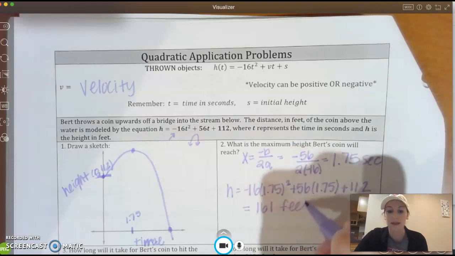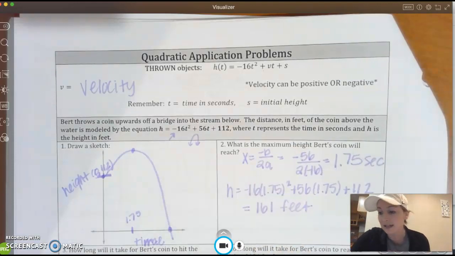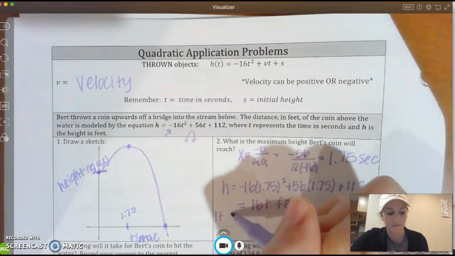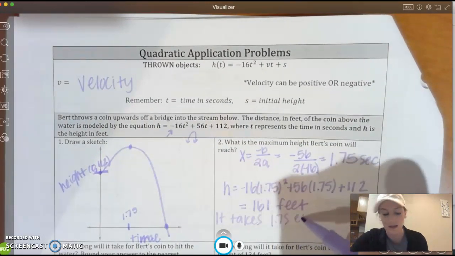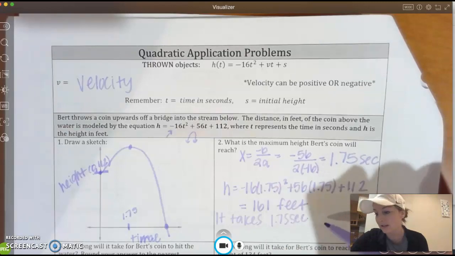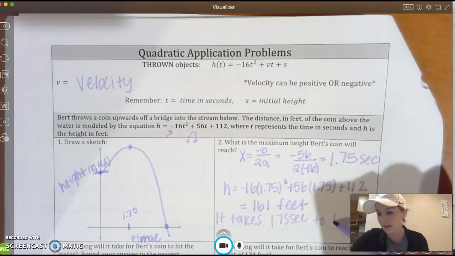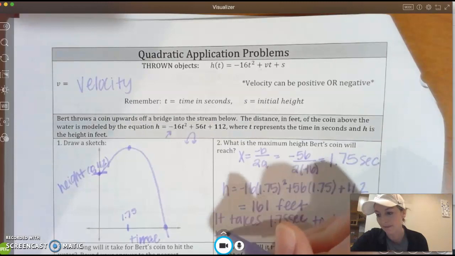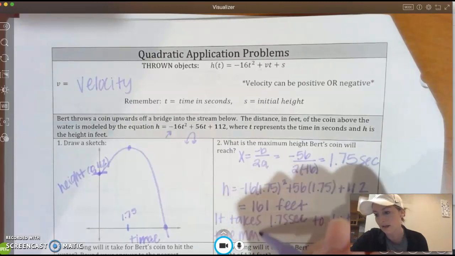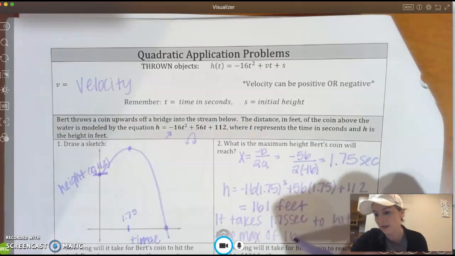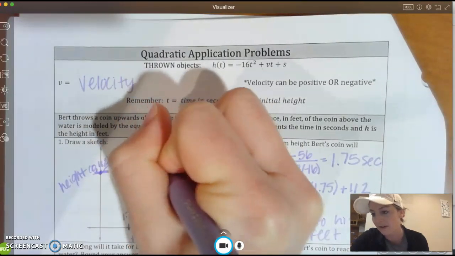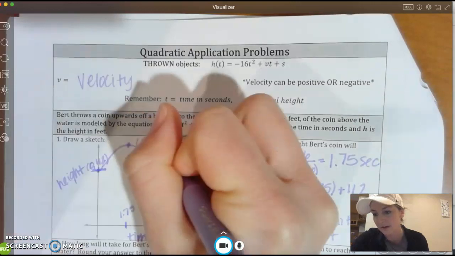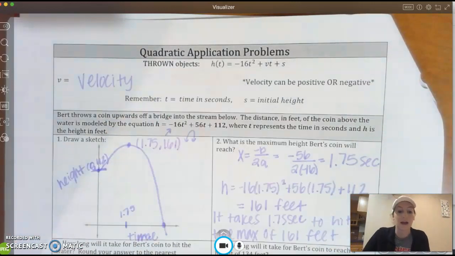So what that means is it takes 1.75 seconds to hit the max height, the max of 161 feet here. So if we were to add this into our graph, we would say (1.75, 161). So there's our max height of that coin.